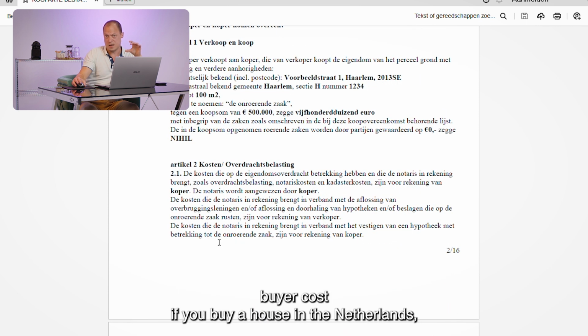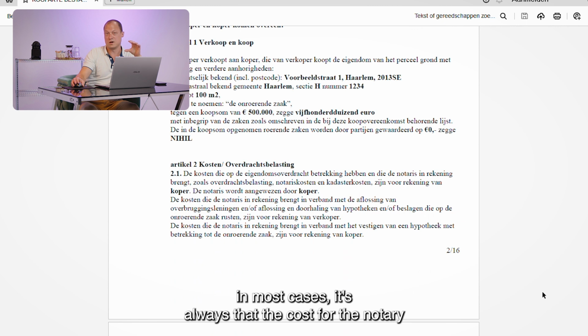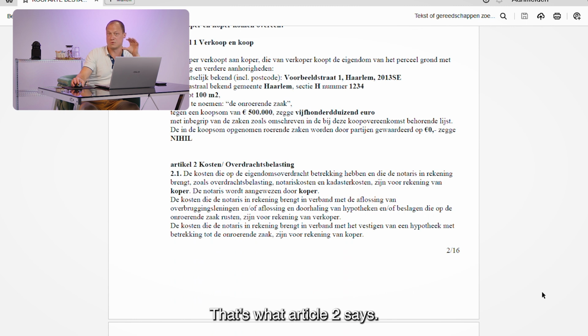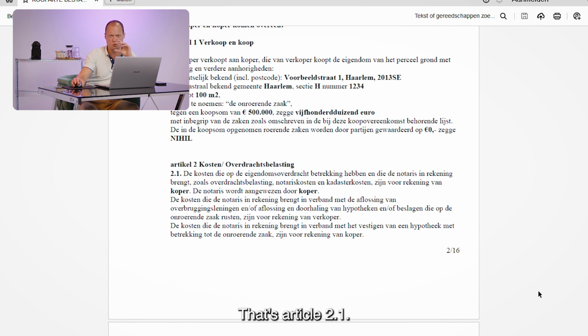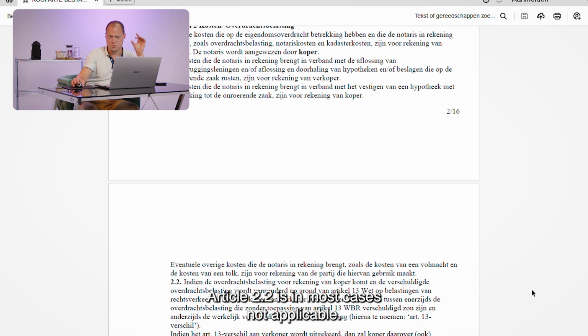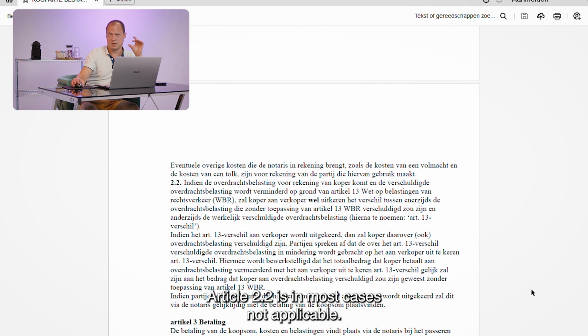Article 2 is about the buyer cost. If you buy a house in the Netherlands, in most cases it's always that the cost for the notary and the land registry cost are for the buyer. That's what Article 2 says. In most cases, the notary can be picked by the buyer. That's Article 2.1. Article 2.2 is in most cases not applicable.